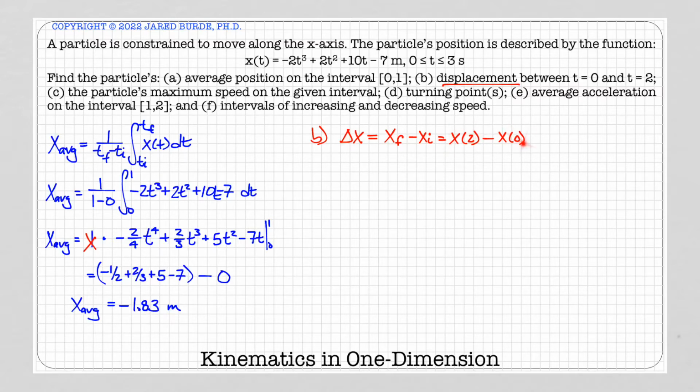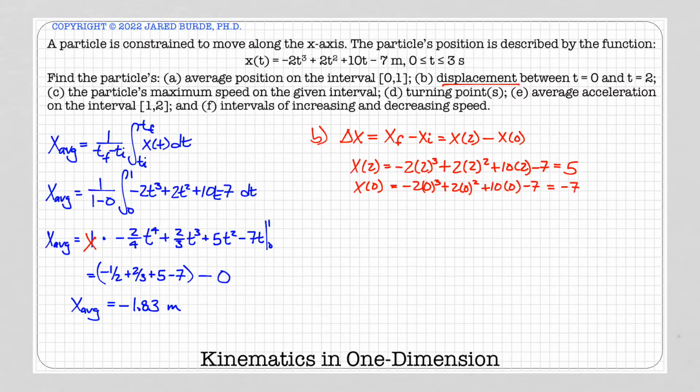And so to find these values, we want to find the position at t equals 2. We can find that by evaluating this function. After evaluating the function at these two points, we get 5 minus a negative 7, which makes this a positive 12 meters. Displacement is a distance, and we're measuring our distance in meters, so our displacement will have units of 12 meters there.